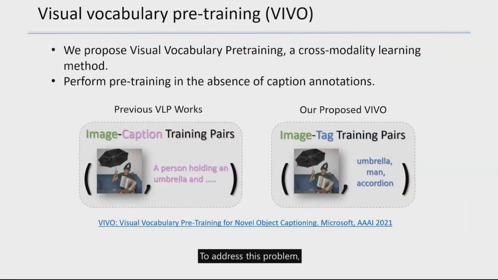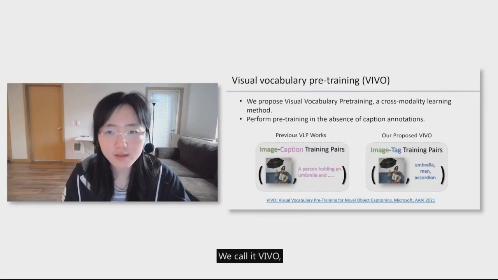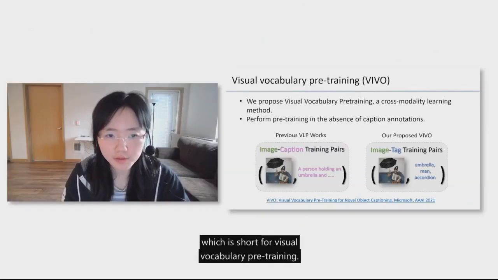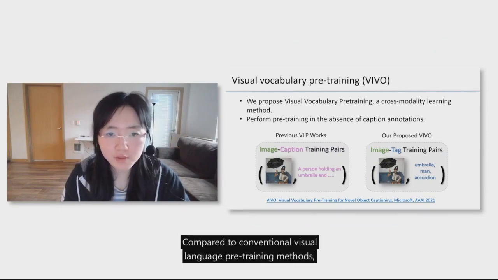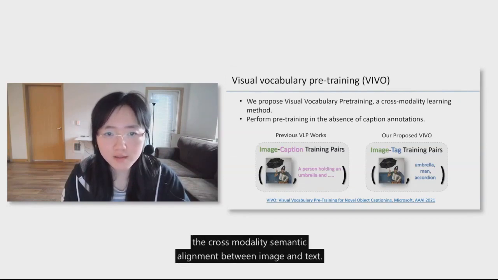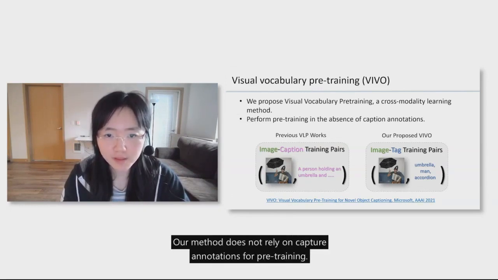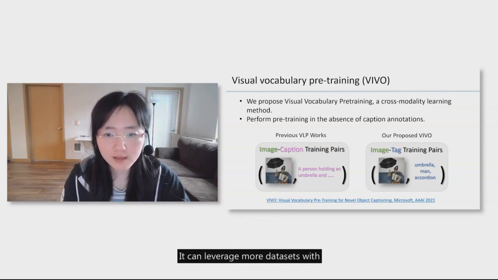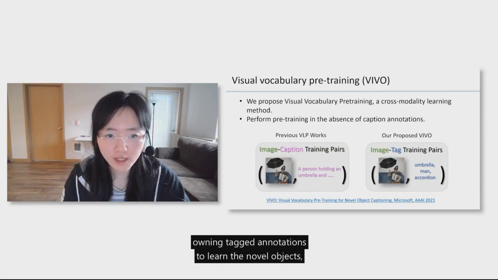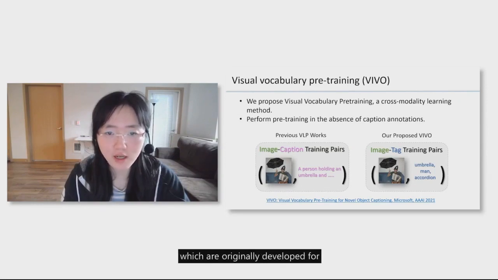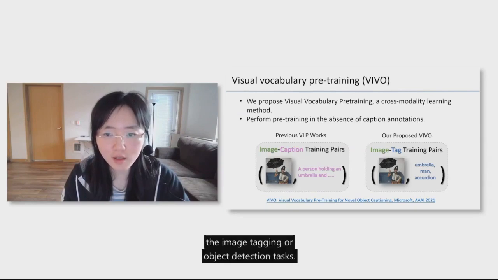To address this problem, we propose a new training scheme. We call it VIVO, which is short for Visual Vocabulary Pretraining. Compared to conventional vision language pretraining methods, our pretraining method shares the same motivation to learn the cross-modality semantic alignment between image and text. However, instead of pretraining on image caption pairs, our training scheme uses image tag pairs. So our method does not rely on caption annotations for pretraining. It can leverage more datasets with only tag annotations to learn the novel objects, which are originally developed for the image tagging or object detection tasks.